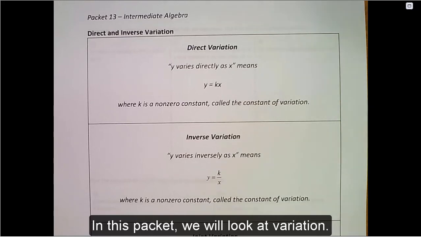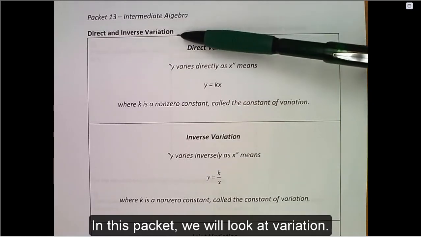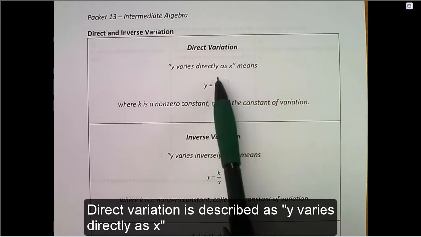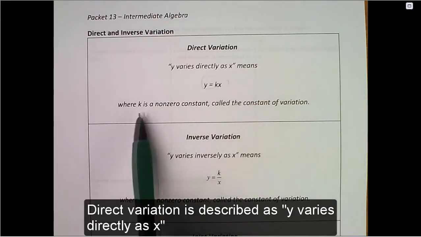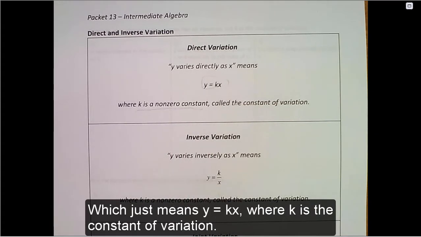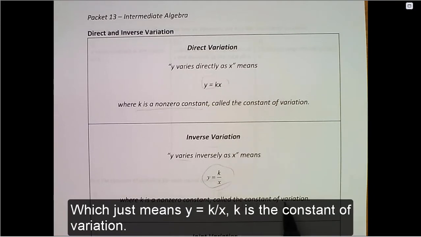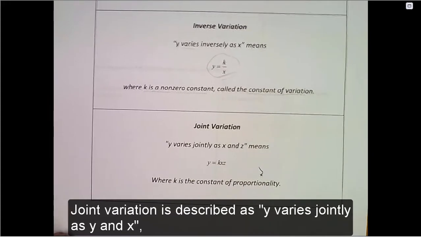In this packet, we will look at variation. Direct variation is described as y varies directly as x, which just means y equals kx, where k is the constant of variation. Inverse variation is described as y varies inversely as x, which just means y equals k over x. K is the constant of variation.